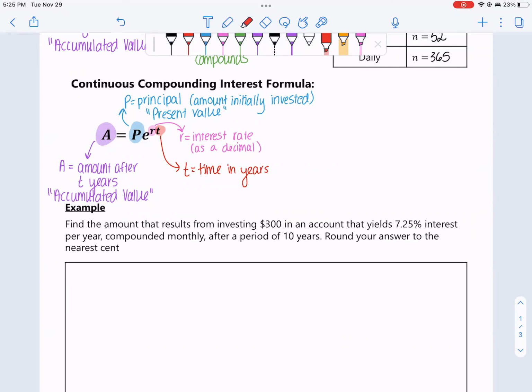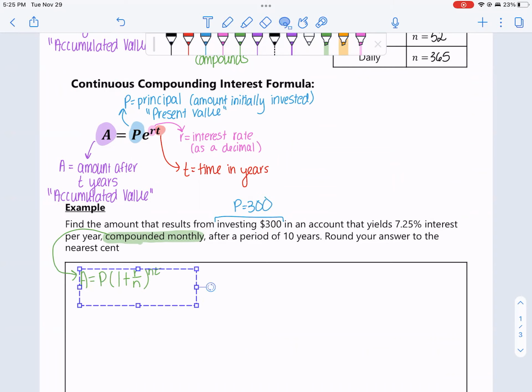First of all, the most important thing is what formula are we using? And because it says compounded monthly, that means we're using the first formula. Otherwise, it's going to say compounding continuously. But this guy right here means we're using the formula A equals P times 1 plus R over N raised to the NT. That's the formula we'll be using. Up here, we are initially investing $300. So that is our principal investment. Our P is equal to 300.